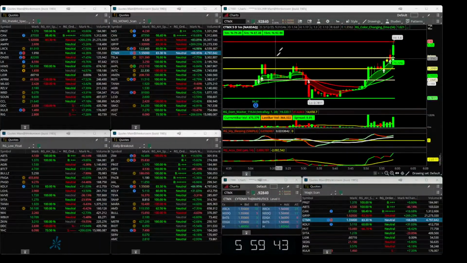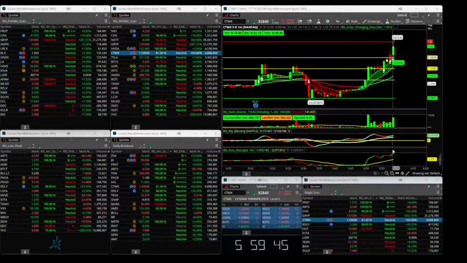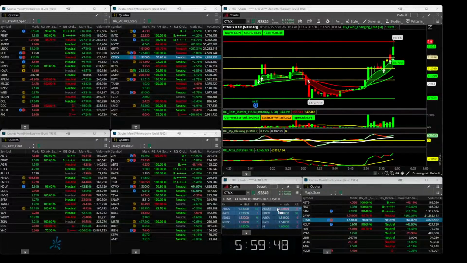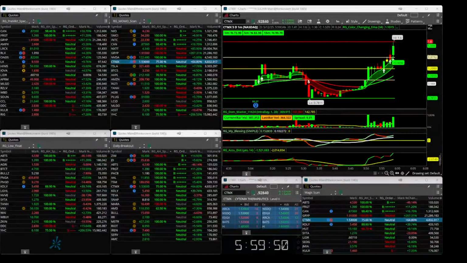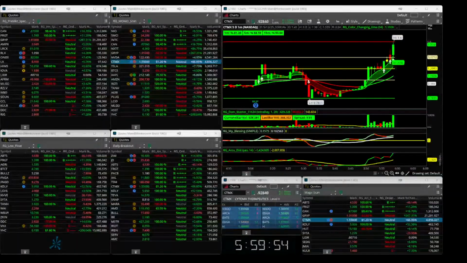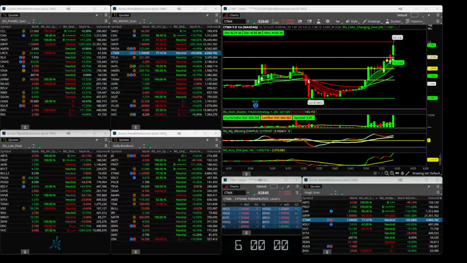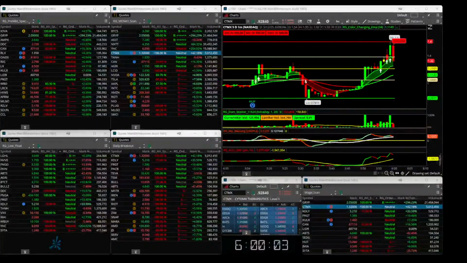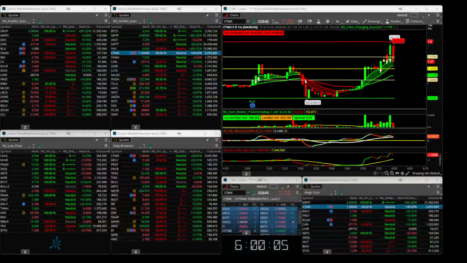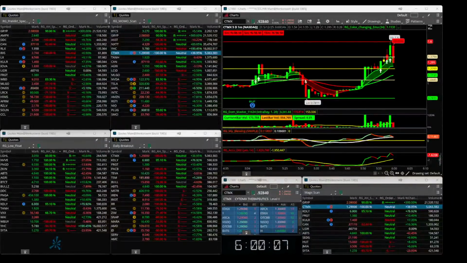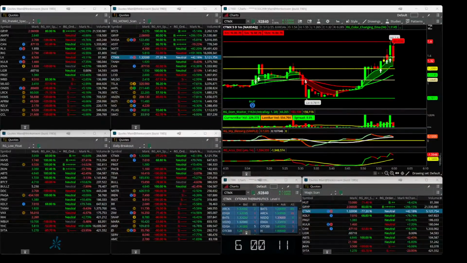You can see everything up here is green, as I mentioned earlier. And the price is rising. Then all of a sudden, everything turns red when the market opened.